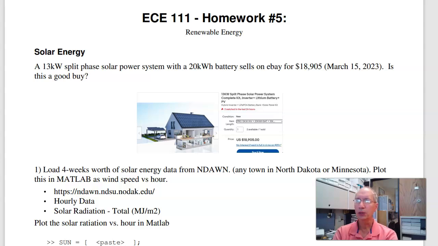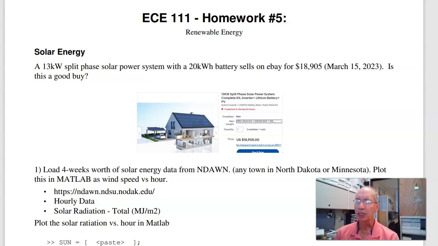Here are solutions to homework set number 5 for ECE 111. This homework set looks at renewable energy, basically solar and wind. You can take data from NDON that has the hourly wind data and hourly solar data for different places in North Dakota, and calculate using Matlab: is solar energy a good investment in Fargo, North Dakota? Is wind energy a good investment in Fargo, North Dakota?